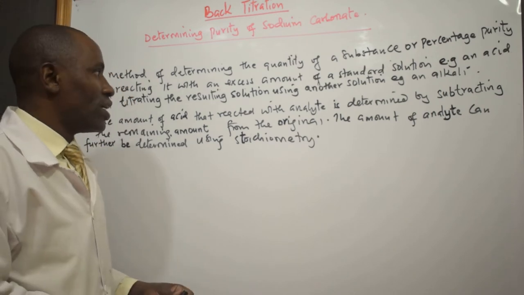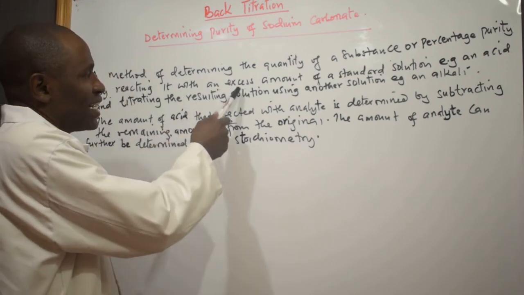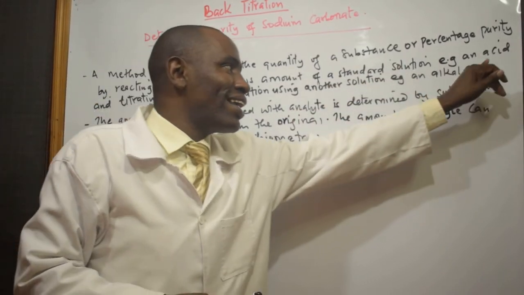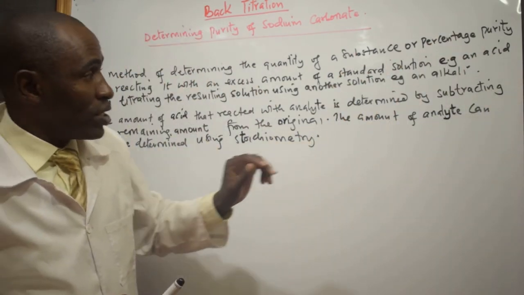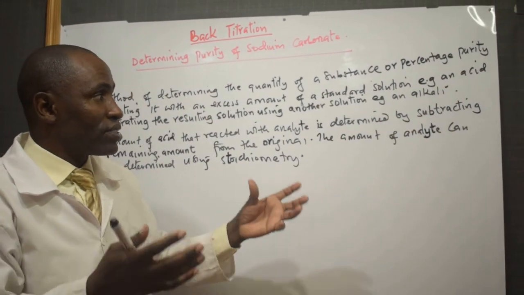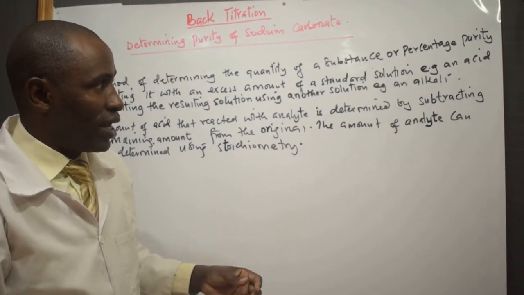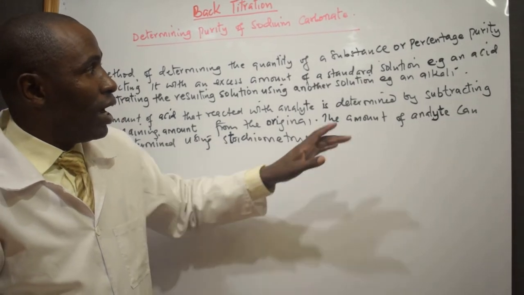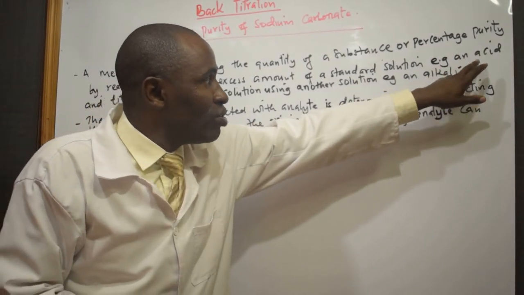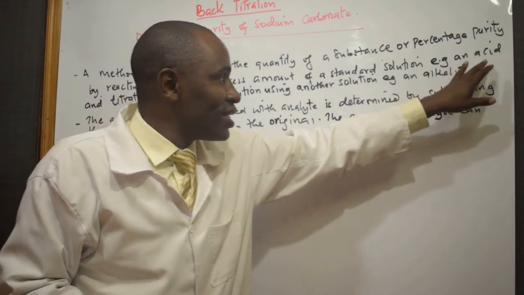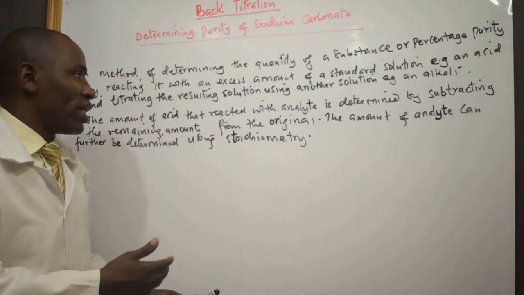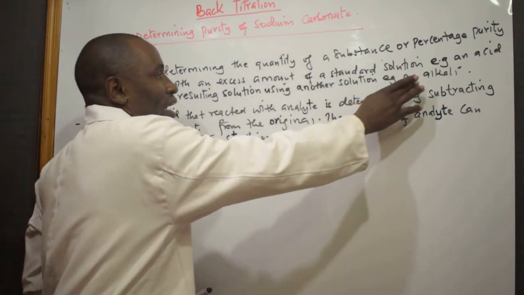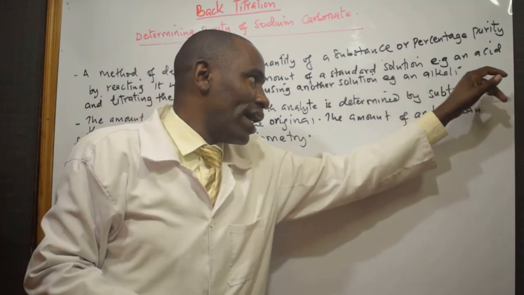How this is done is by reacting it with an excess amount of a solution, e.g. an acid. So when my analyte, what I'm analyzing, is a base, a carbonate, then I can use an acid. I can react it with the excess acid, and then after reacting, I can titrate the excess acid with an alkali like sodium hydroxide.